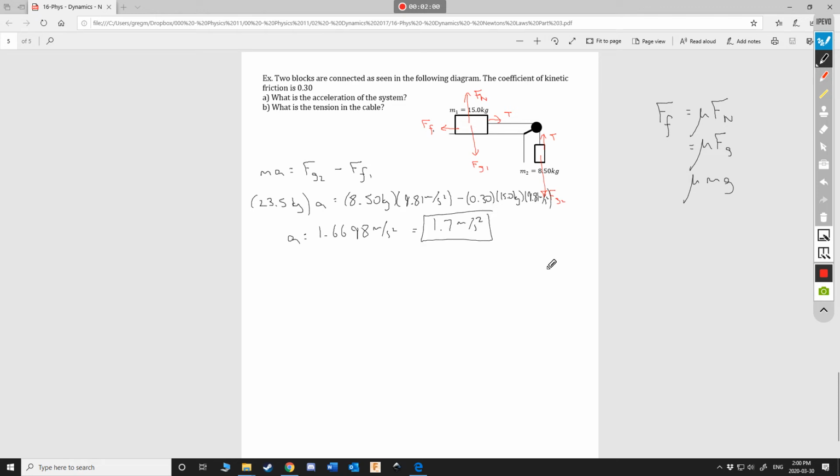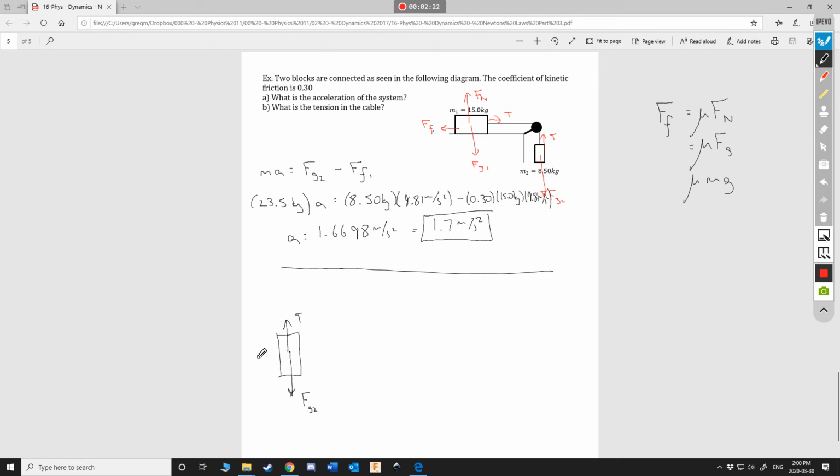And what is tension? Choose one of the two blocks. It doesn't matter which one. For example, I can do the hanging block. If you're not sure, I would highly recommend solving for the other one in your notes. You should be able to get the exact same answer. If you forget, just look at the past examples.